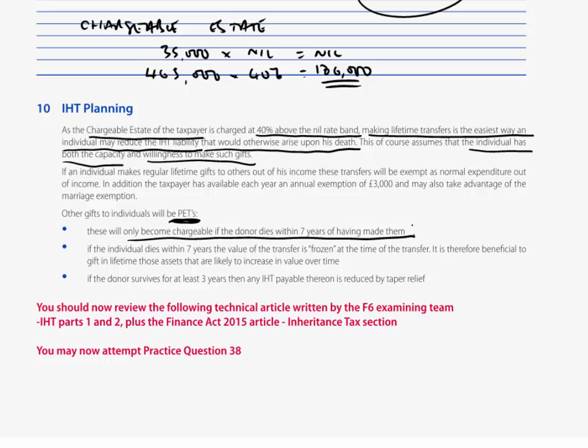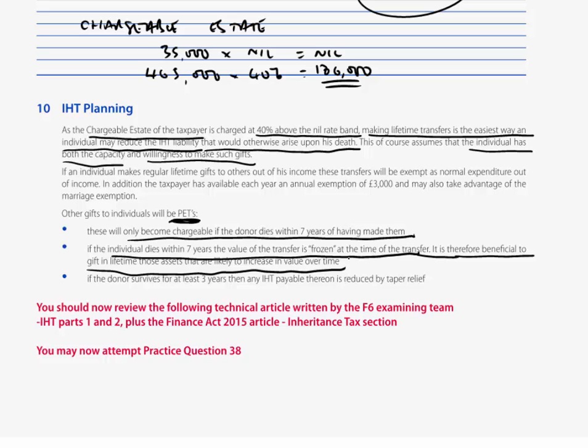But what about, as there are no guarantees here, if you don't survive for the required 7 years? Well, if the individual does die within 7 years, the value of the transfer is frozen at the time of the transfer. It is therefore beneficial to gift in lifetime those assets that are likely to increase in value over time. Now, of course, there are never guarantees about what may happen to the value of certain assets, but if we have what we believe to be appreciating assets, then again, gifting in lifetime, even though it transpires you don't live for 7 years, would be worthwhile.